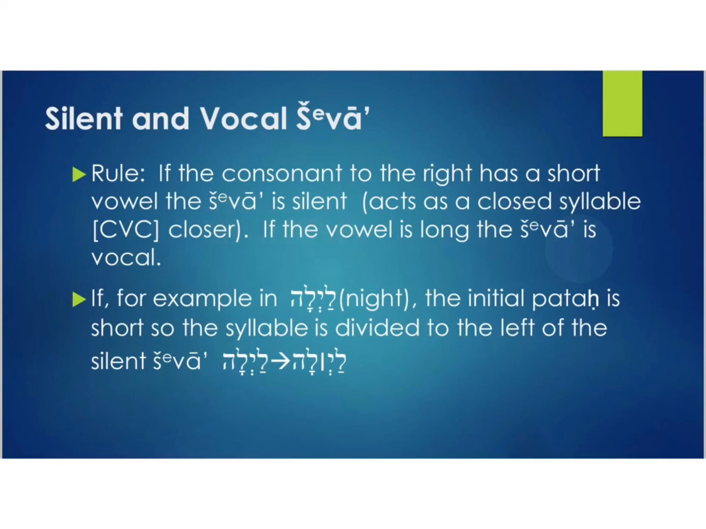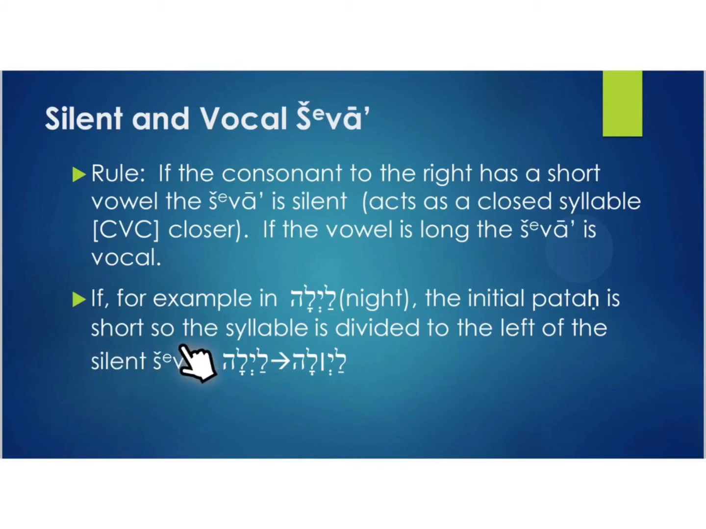Alright, so if the consonant to the right has a short vowel, the Shewa is said to be silent because it acts as a closed syllable. If the vowel is long, the Shewa is said to be vocal. Let's look at an example. Now you look at the example of layla. Layla means night. So now the initial patah is a short vowel.